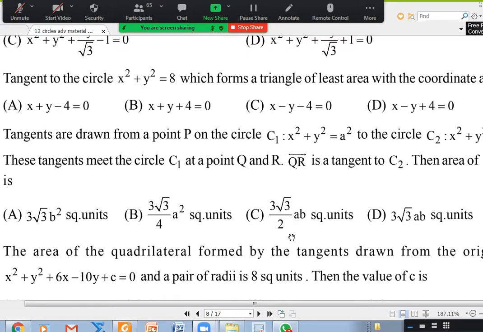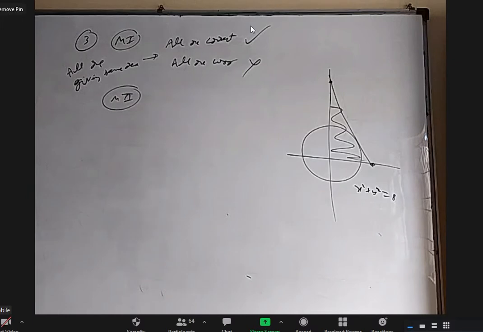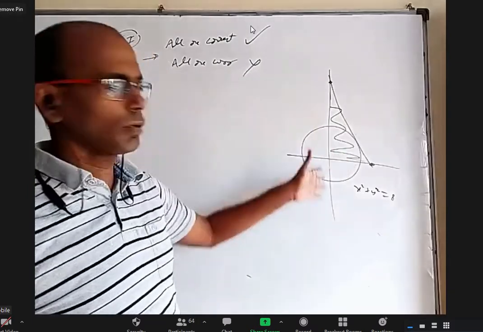So what is the question? We have x square plus y square equal to 8, a circle. You take any tangent, it intersects the x-axis somewhere and the y-axis somewhere, and they form some triangle. You get some area. They want the least area. So the general tangent to the circle makes some area with the coordinate axes, to be least.